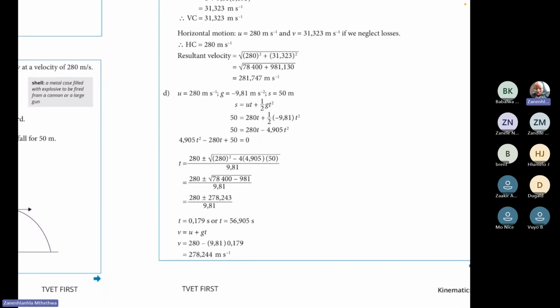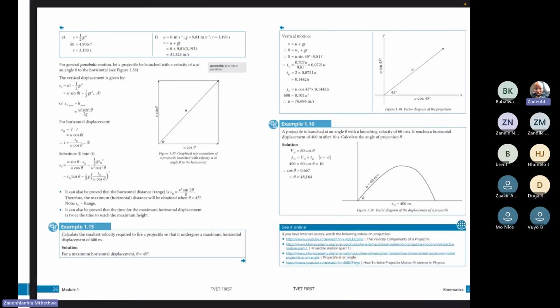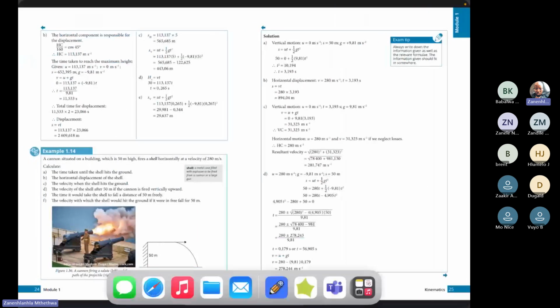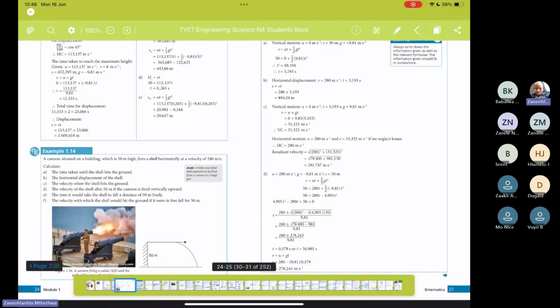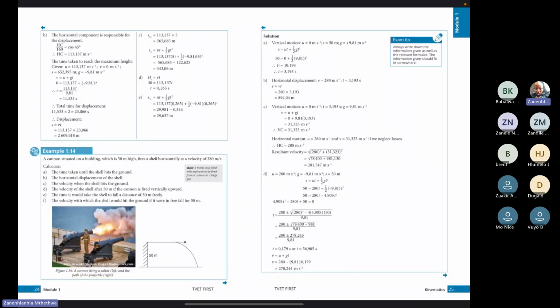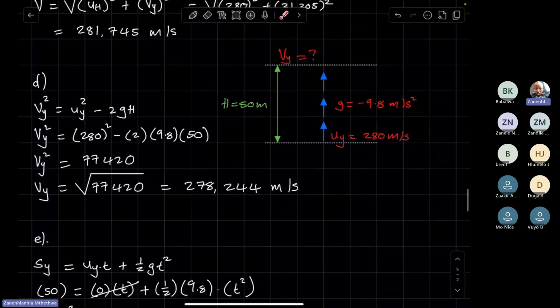D, they took a much longer approach. But it is correct. That's correct. So if you look at D here, they used the quadratic equation, which is a much longer approach. I think our approach was much shorter. Very simple, straight to the point.